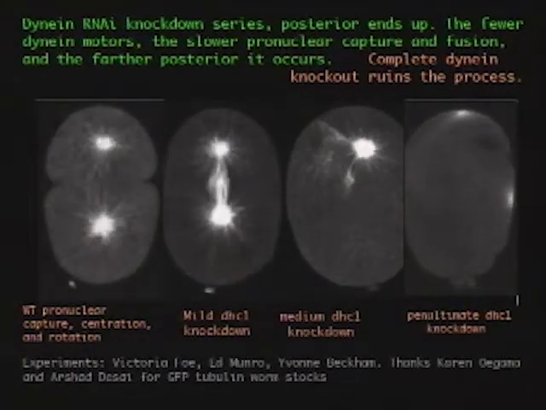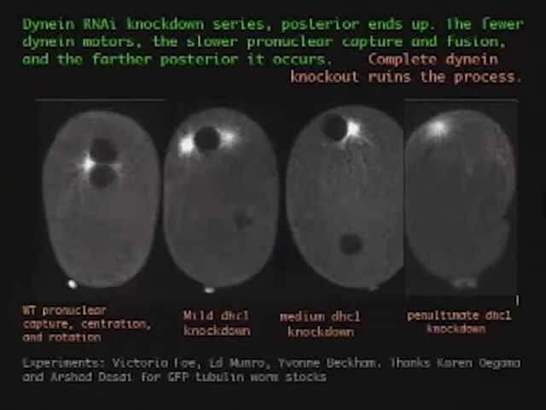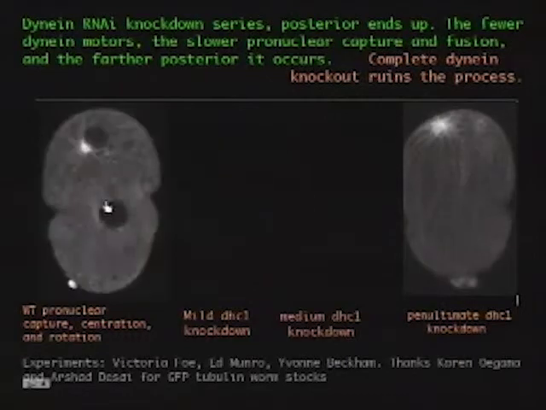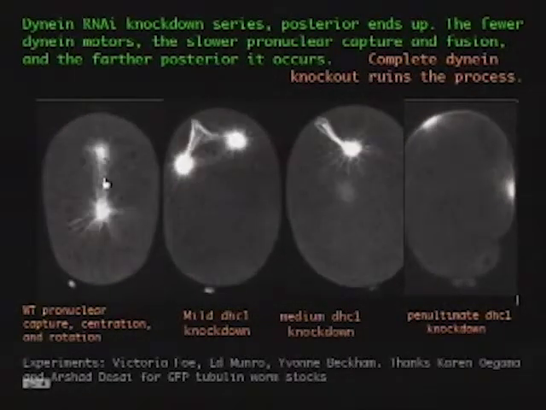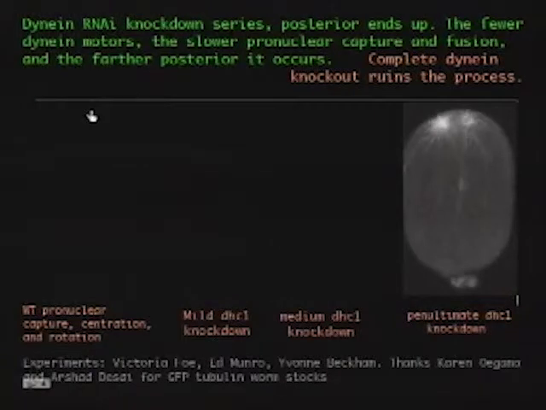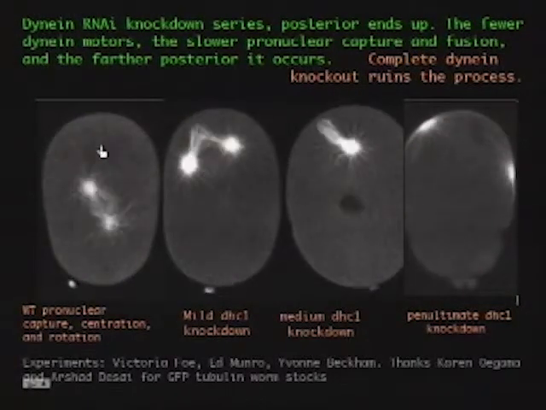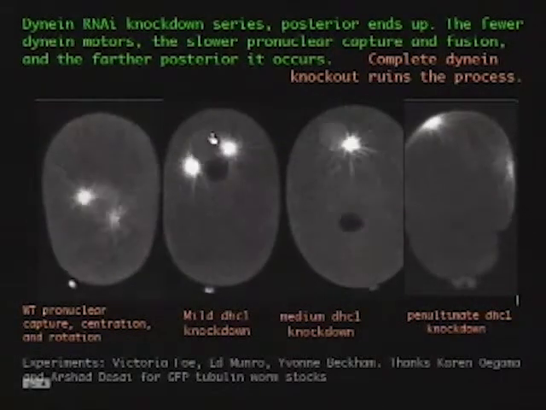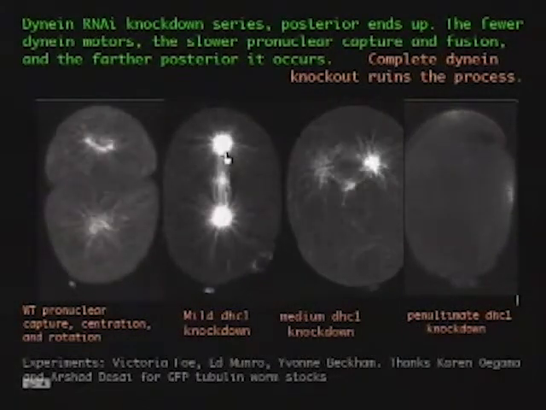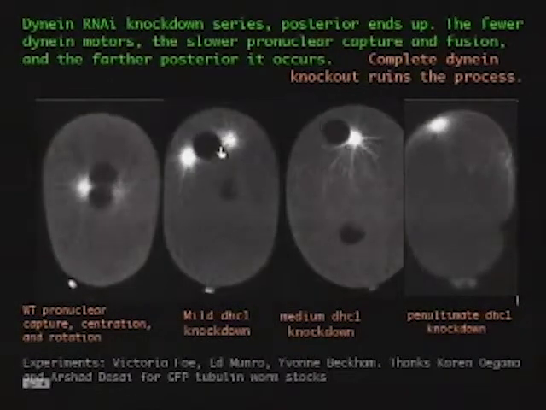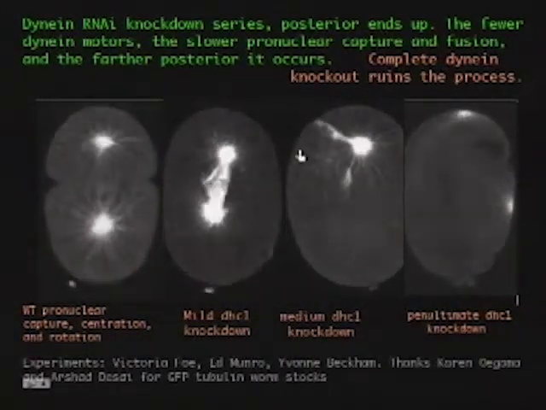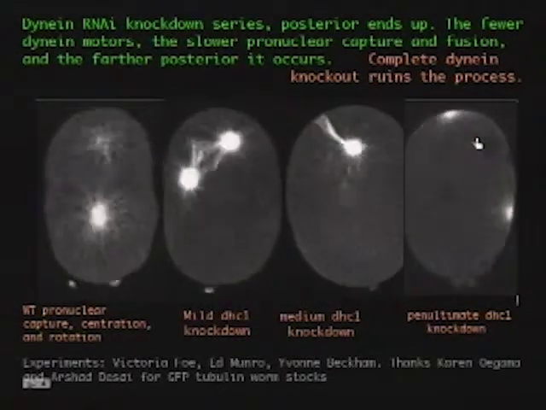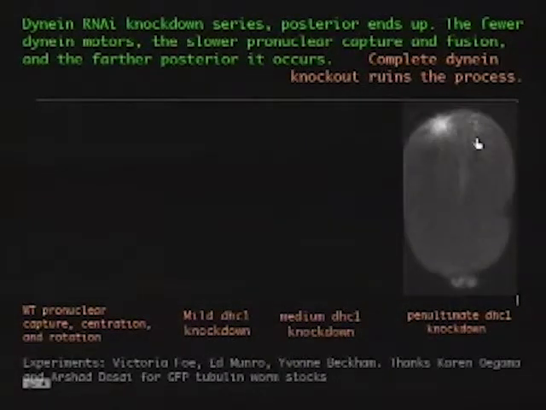So you can test what a gene's function is. You can find out what happens when you knock out a gene. And what this shows is the consequence of knocking out dynein. So here is the normal, the wild type, entry of the sperm up here, the pronuclear fusion and centration. The microtubules are white. And as we go this way, more and more of the dynein has been knocked out by this technique. And you can see that this process starts to occur later in time and more posteriorly, posterior is up, as you knock out more and more dynein until eventually the process completely fails. Right. Lack of dynein, you've lost your geometry and you've lost your division.